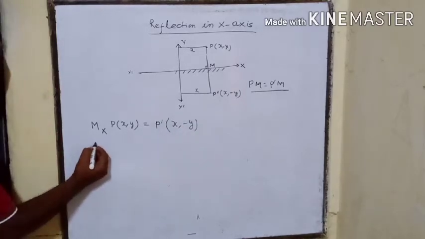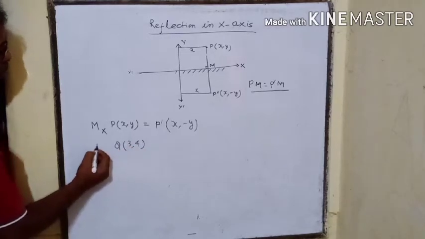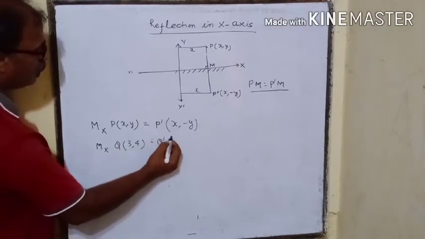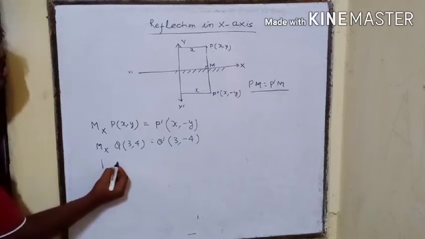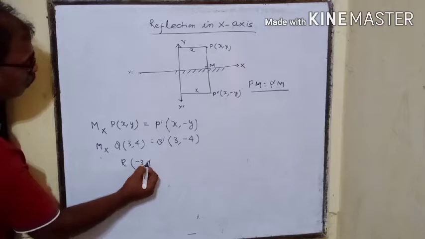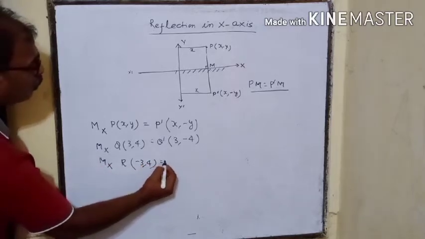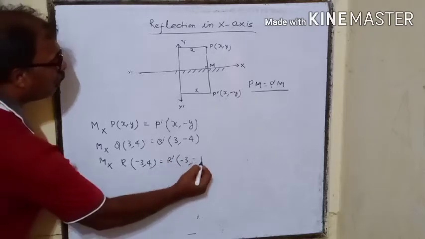For example, if we take a point Q whose coordinate is 3, 4, and we have to find its reflection in the x-axis, it will be Q dash: 3 will remain the same, and the sign of 4 will change. If we consider a point R whose coordinate is minus 3 and 4, and we have to find its reflection in the x-axis, it will become R dash: minus 3, and 4 will change its sign to minus 4.